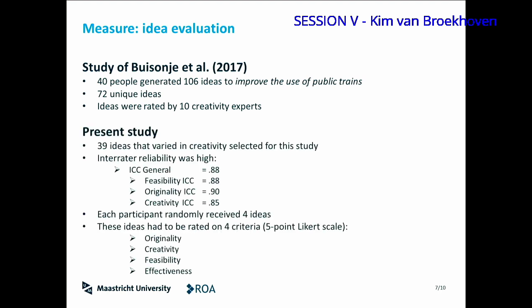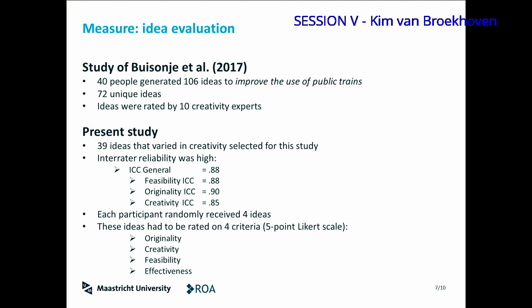From the 72 ideas, we selected 39 ideas that varied in creativity, and we made sure that the interrater reliability between the experts was high enough, so that the experts actually agreed on how original, how creative, or how effective you think this idea is. Because we couldn't give 39 ideas to each participant, because then they don't want to help us anymore with the survey, we decided to give them 4 ideas from these 39 that were randomly drawn. And because we like 4, we also gave them 4 criteria to rate the ideas on.